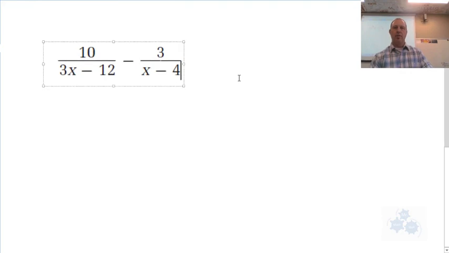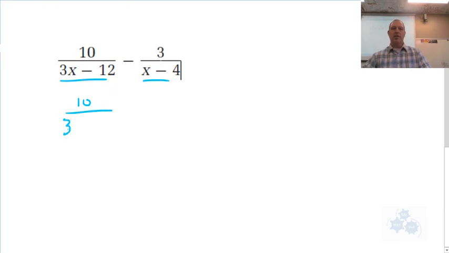So this example right here, you want to copy that down, and you can have this in your notes so you can see what's going on. So if I wanted to actually subtract this, and this is the cursor, don't worry about this thing by the 4. So what we want to do is we want to get a common denominator. They're definitely different, but it's a good idea to factor first. So this actually looks like this: 10 over 3 times x minus 4 minus 3 over x minus 4.